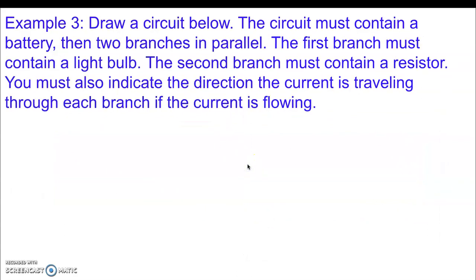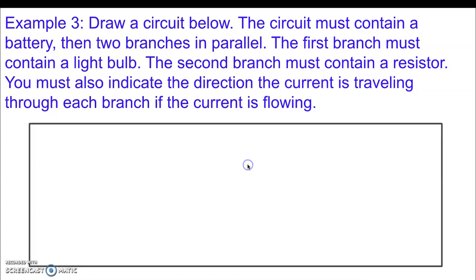Okay, last example. You're going to draw the circuit below. The circuit must contain a battery and then two branches in parallel. The first branch must contain a light bulb, and the second branch must contain a resistor. You must also indicate the direction the current is traveling through each branch if the current is flowing. So we've got our circuit, and then we've got our battery.